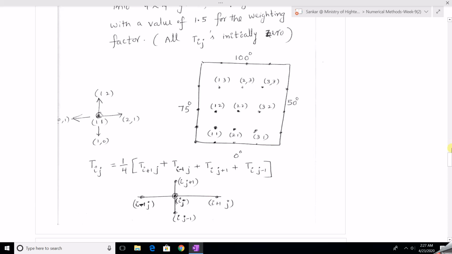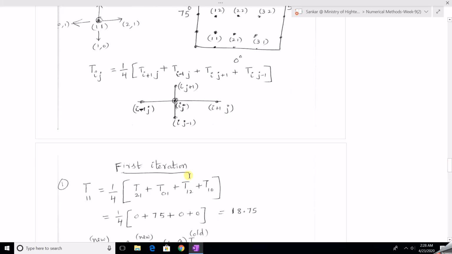So let us now go for the first point. These edges are already fixed at these temperatures. We first try to find the temperature at 1,1, T11. Using this formula, T11 will be equal to the temperature at the next point T21. For 1,1, the surrounding points are 2,1, 0,1, 1,2, and 1,0. Therefore T11 is equal to 1 over 4. I have written that one.